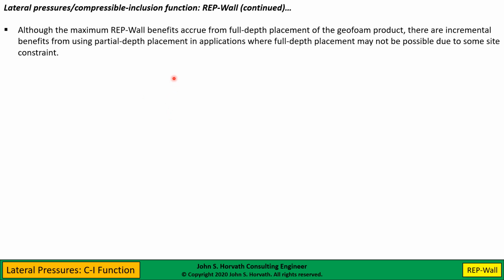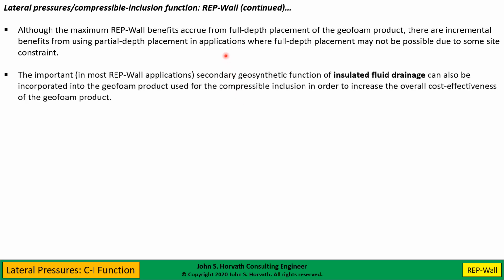Now, obviously, the maximum benefit of the rep wall application is when you have a full depth placement of the geofoam product, as I've showed you. But there are incremental benefits from using what we call a partial depth placement. There are any number of practical applications, both in new construction or existing structures, where it may not be possible due to some site constraint to have a full depth application. So we simply place it for as much of the height of the wall as we can.